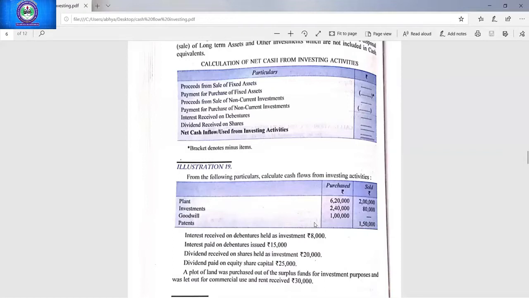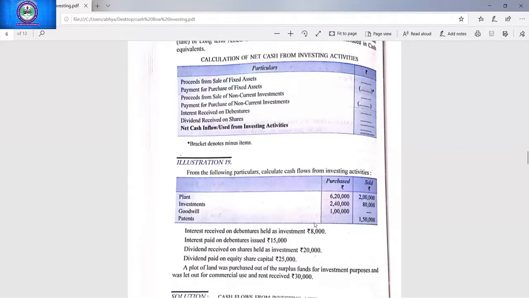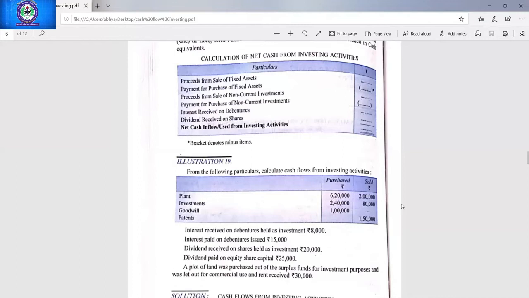Here purchased and sold is already told to you. So this much is purchased and this much is sold. Sold means plus and purchased means minus. So you can start with your answer. Purchased means cash is outgoing and sale means cash is incoming. So each and every sale of asset will be added and purchase will be subtracted.